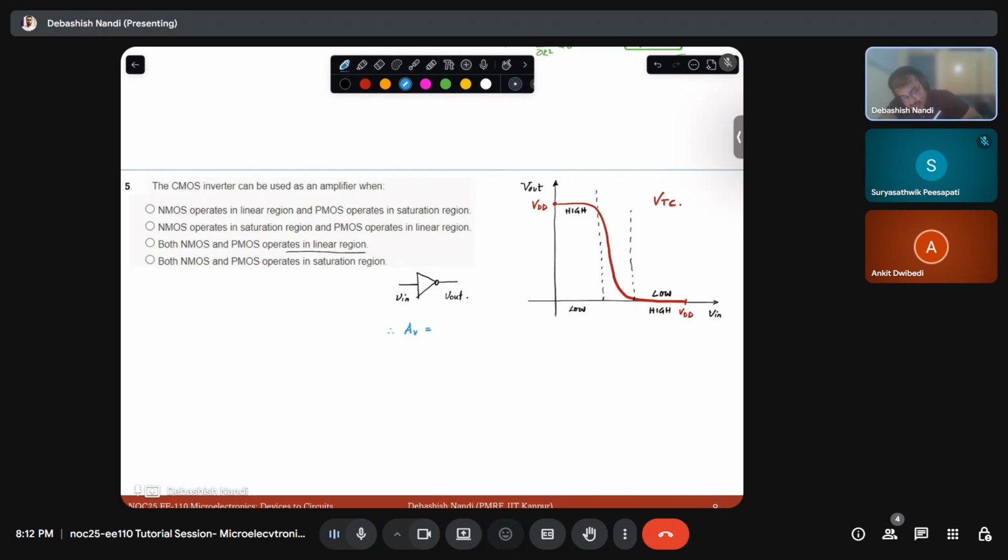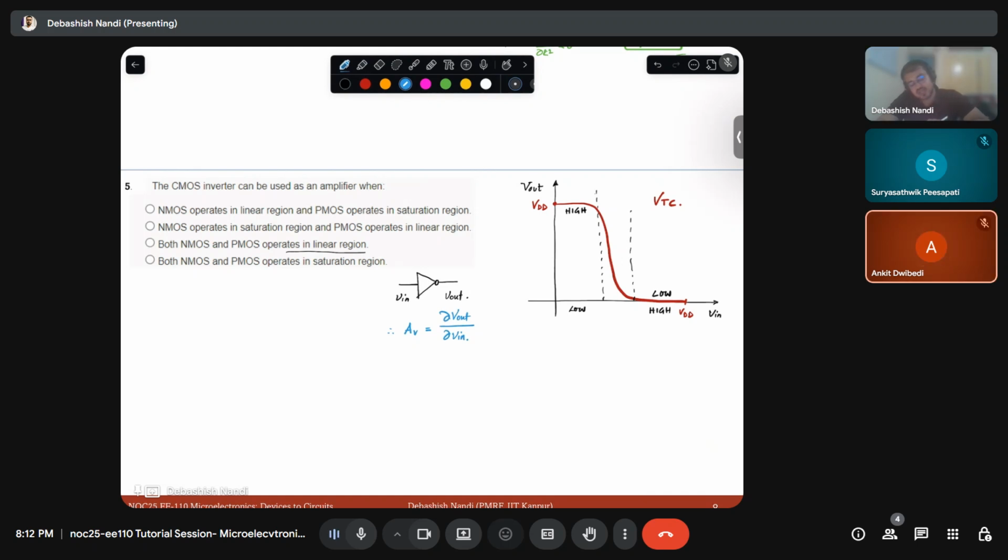What is AV? AV is dV out by dV in, right? By the way, for amplifiers we always use small signal terms. Whenever there is small signal, we will just assume that we need to take derivatives. If it is a linear line, then you can take the derivative to be constant, because the slope of the linear variation is constant.